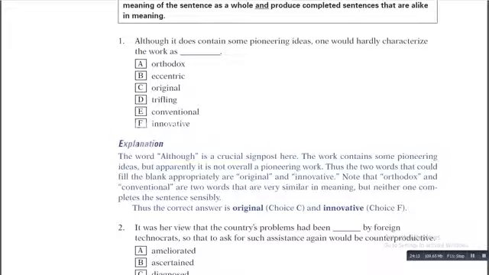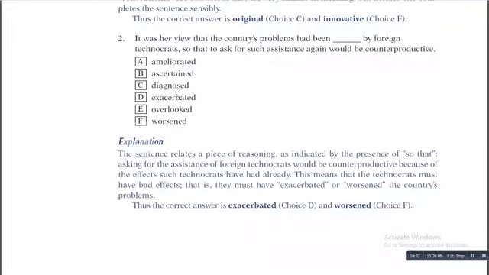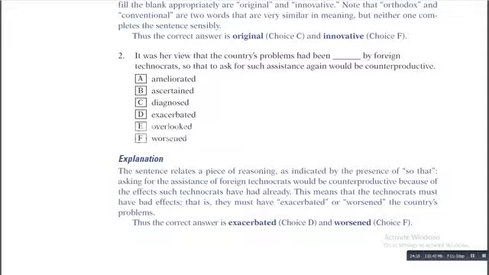See, it was our view that the country's problem had been dashed by foreign technocrats. It was our view that what happened had been dashed by foreign. It has our view that the country problem has been dashed. I don't know. It could be anything. So I don't know yet, except I read through to get the full gist, so that to ask for such assistance again would be counterproductive. Now, when they say that to ask that person for assistance would be counterproductive, that means this is the key. That means anything that person has ever done has not been productive or has been negating the progress of the whole thing.